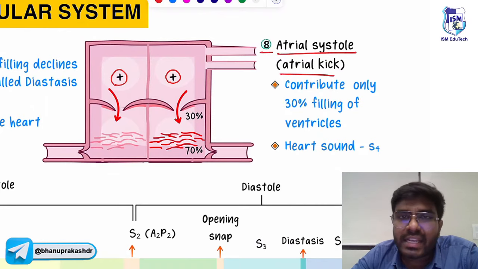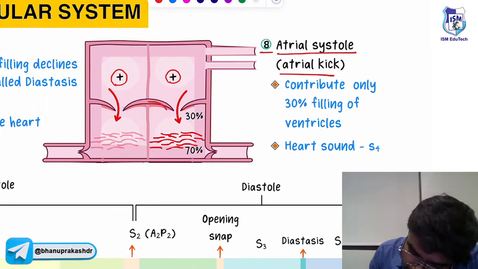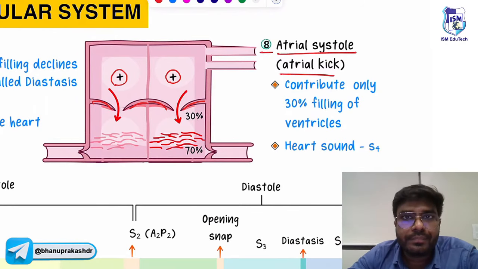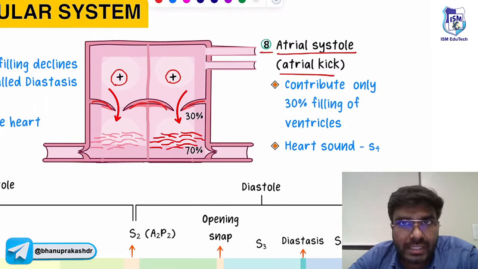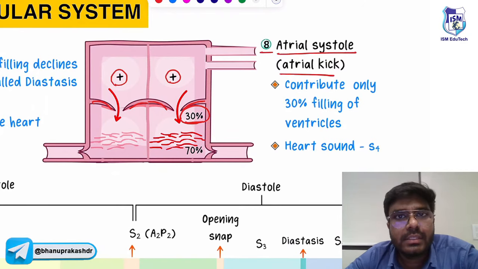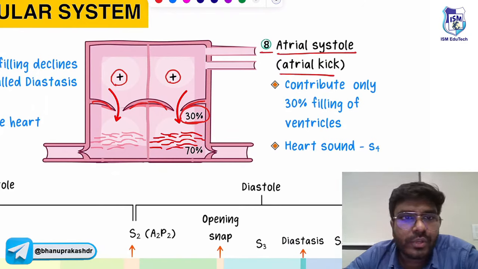When the atria are contracting, what happened to these valves? These valves are already open. When the atria are contracting, how much percent blood is coming into the ventricles? 30% blood is going to come into the ventricles. Not 100% blood is coming.